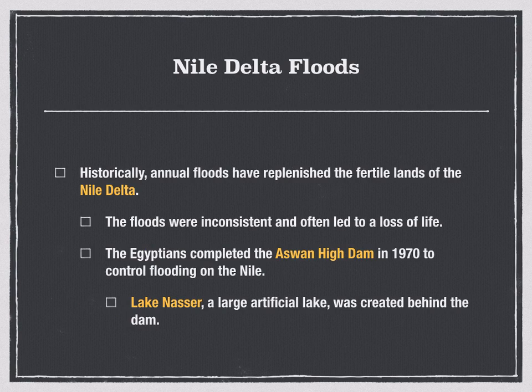Nile Delta floods. Historically, for thousands of years, annual floods have replenished the fertile lands of the Nile Delta. However, the floods were inconsistent, couldn't be predicted, and they often led to a loss of life. In 1970, the Egyptians completed the Aswan High Dam, and this was built to control flooding on the Nile. A large artificial lake formed behind the dam called Lake Nasser.